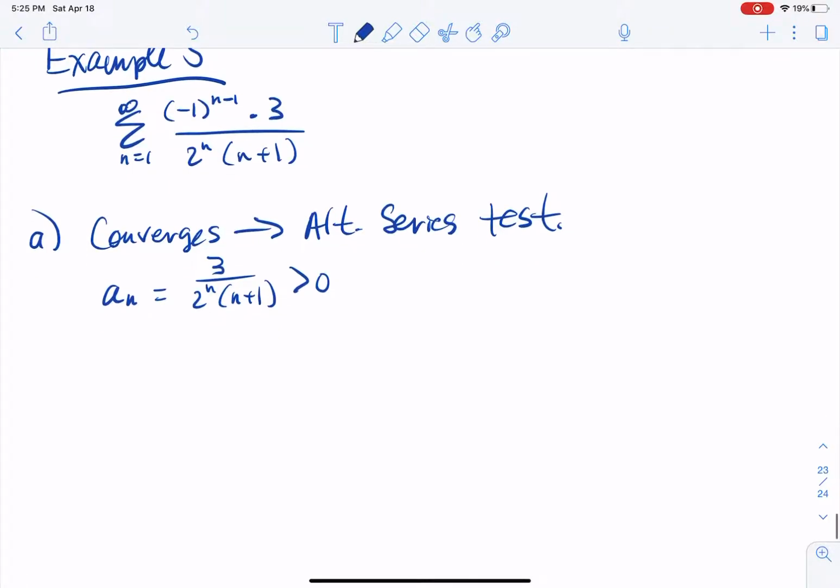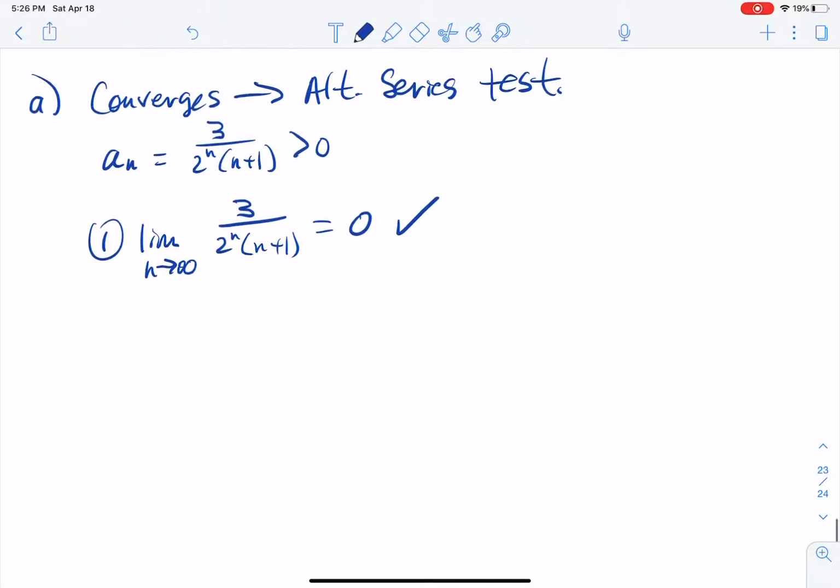Okay, so now let's take the limit. Here's the first part. The limit as n goes to infinity of 3 over 2 to the n times n plus 1, what is that equal to? The top stays 3, the bottom just keeps getting bigger and bigger and bigger. That's going to 0. Check. All right, the first condition has been met. Now let's check the second one.